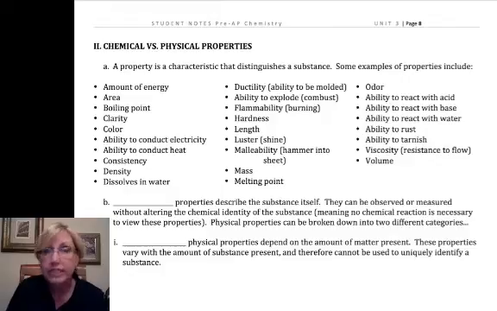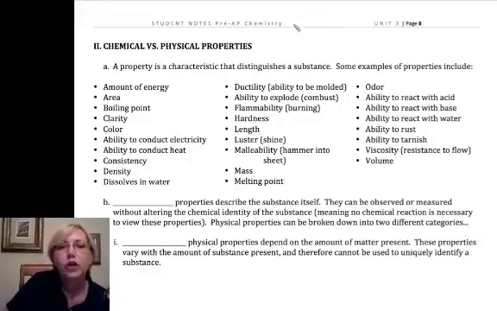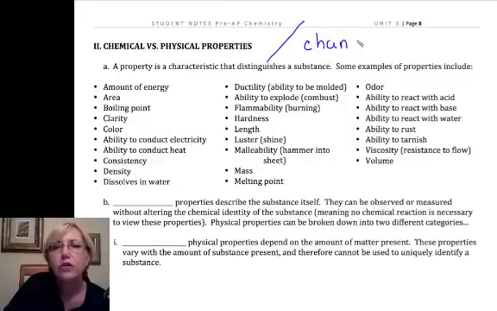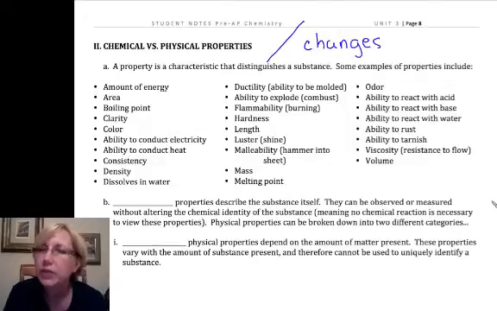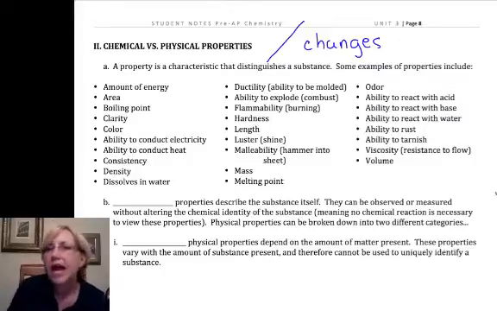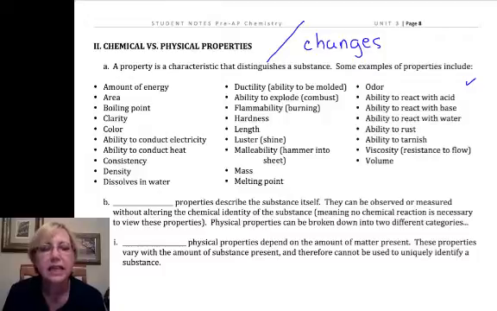And we're moving into a discussion of chemical and physical properties. Now, we're going to be ultimately contrasting those to physical and chemical changes. And those are very different things. So we're going to ultimately have four things we want to distinguish: chemical properties, chemical changes, physical properties, and physical changes.